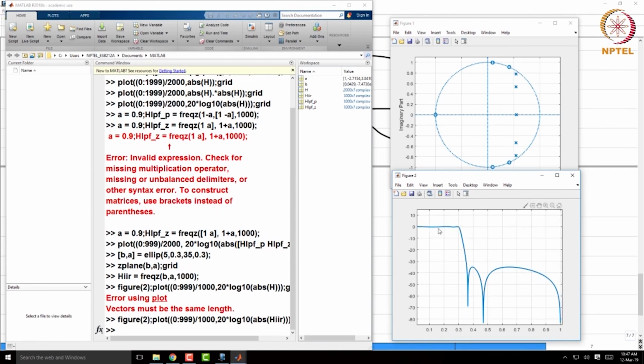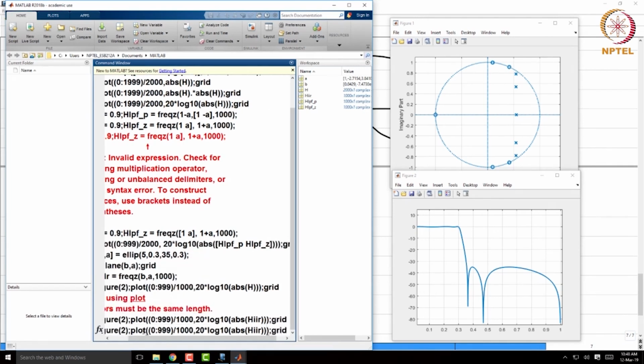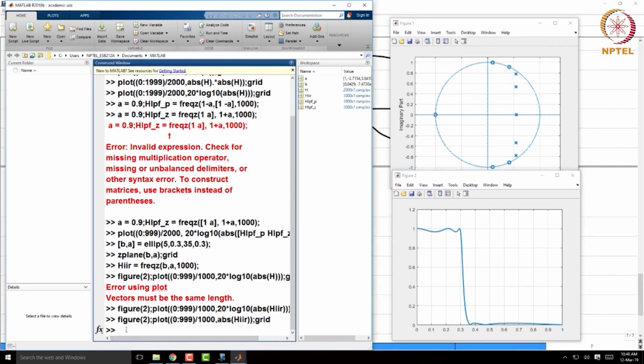Here you do not see the ripples on this scale. So, you should see a bump due to this pole, another bump due to this, and another bump due to this. Actually, you will be able to see the bumps if you plot this on a linear scale. Now, you are able to see the bumps in the pass band. Now, let me plot another low pass filter.